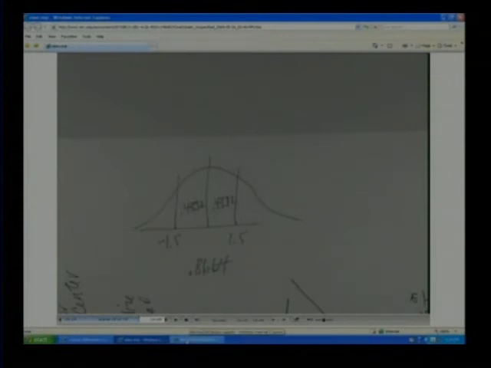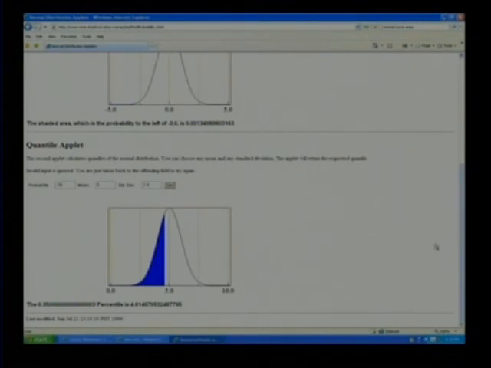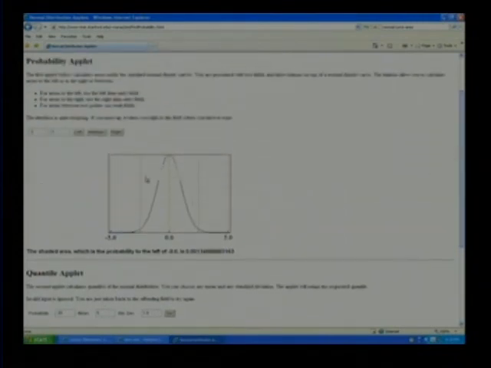Let's look at the problem we had a minute ago and put those values in here. We put in minus 1.5 and 1.5, and if we did our math right, between those two values we should get 0.8663855. So you can see there is some consistency there.